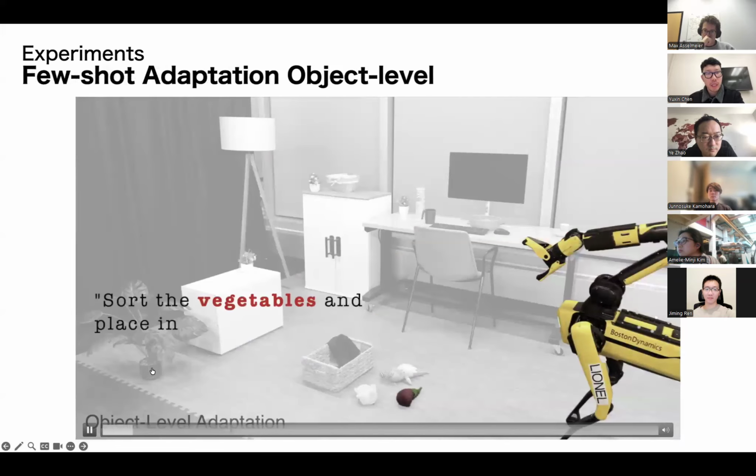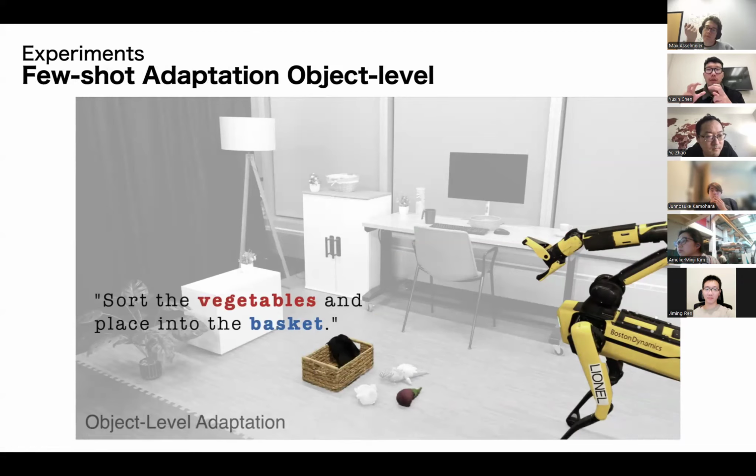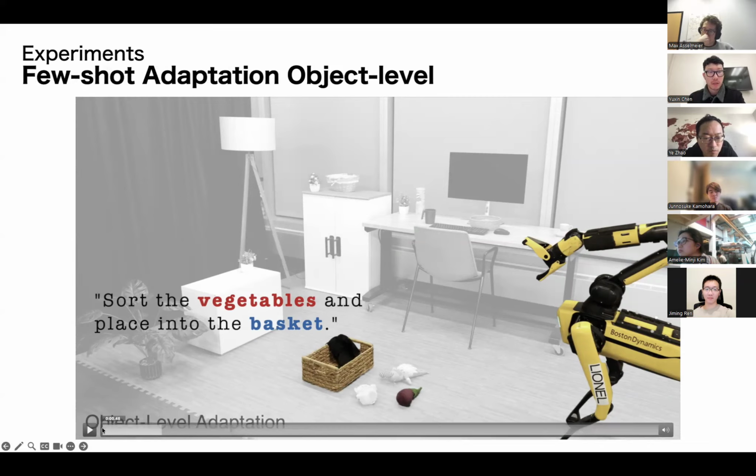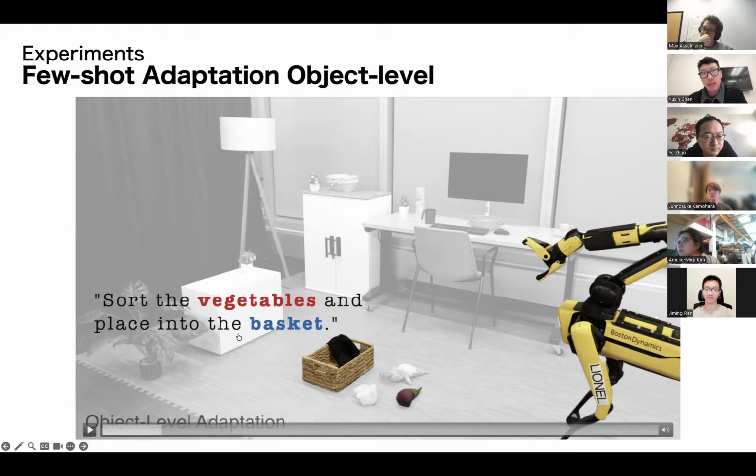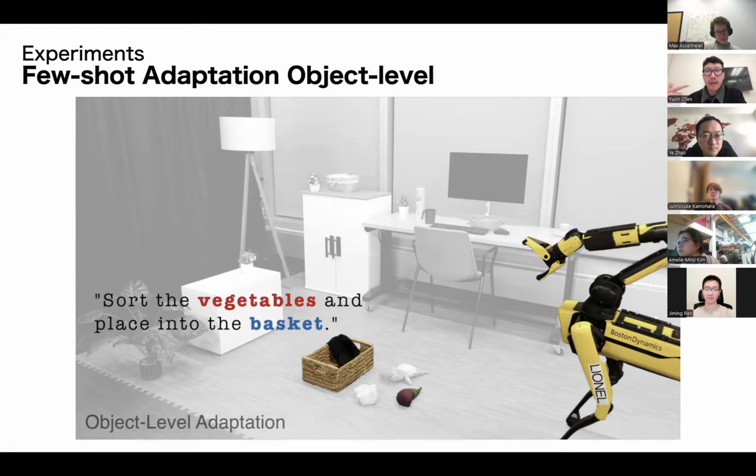So here is the few shot adaptation, which I mentioned previously, where the robot learns the embedding by itself. It's supervised learning. For example, we provide a text prompt. We tell the robot, okay, you're going to sort the vegetables and place them into the basket. And then we just provide 10 human demonstrations for the robot to pick up different vegetables, and let the robot learn the meaning of vegetables.